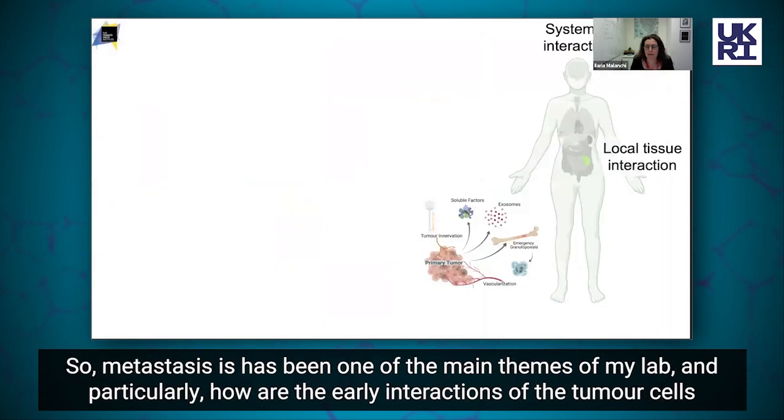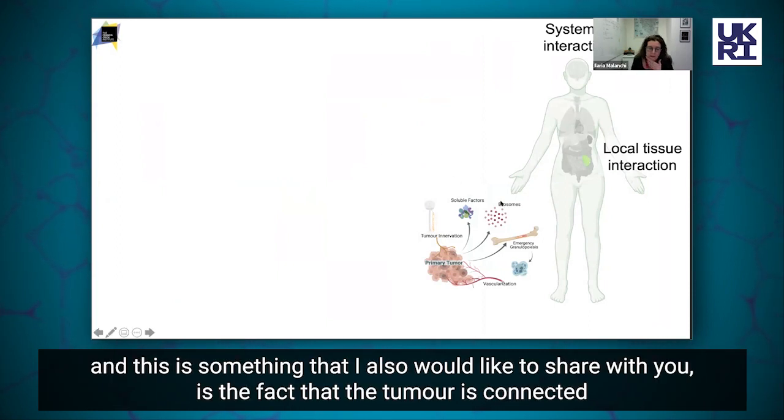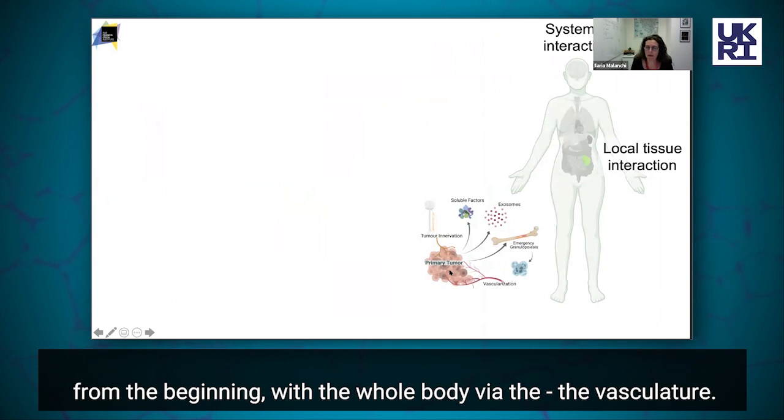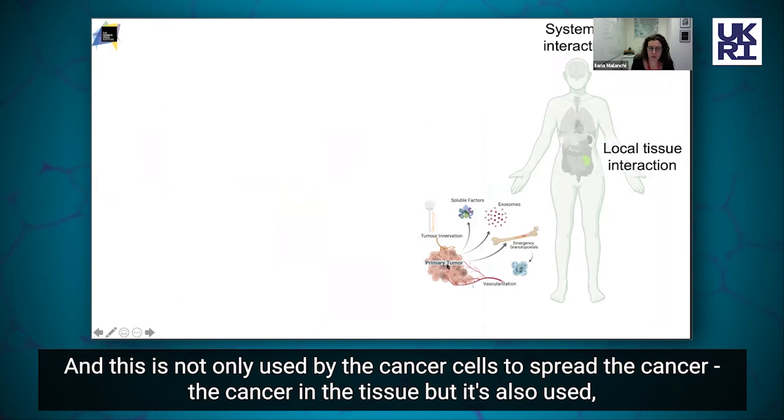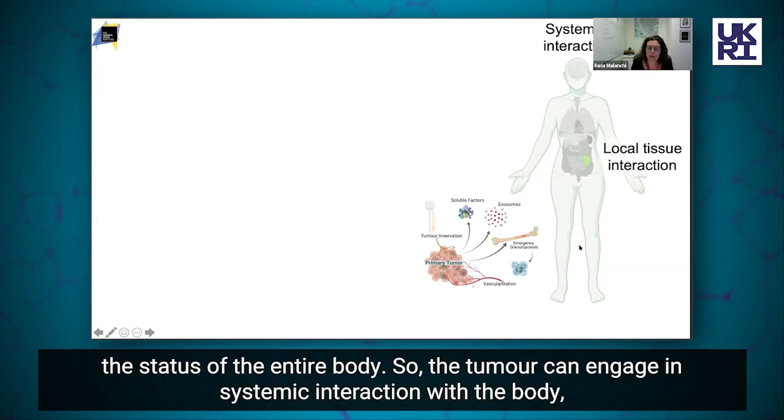So metastasis has been one of the main themes of my lab, and particularly how are the early interactions of the tumor cell with the new tissue once the cell has reached that tissue. But one important parameter, and this is something I also would like to share with you, is the fact that the tumor is connected from the beginning with the whole body via the vasculature. And this is not only used by the cancer cell to spread the cancer in distant tissue, but is also used even before the tumor becomes metastatic to change the status of the entire body.